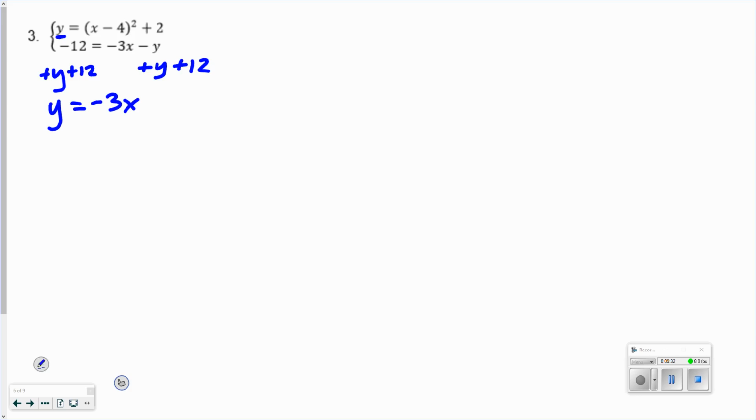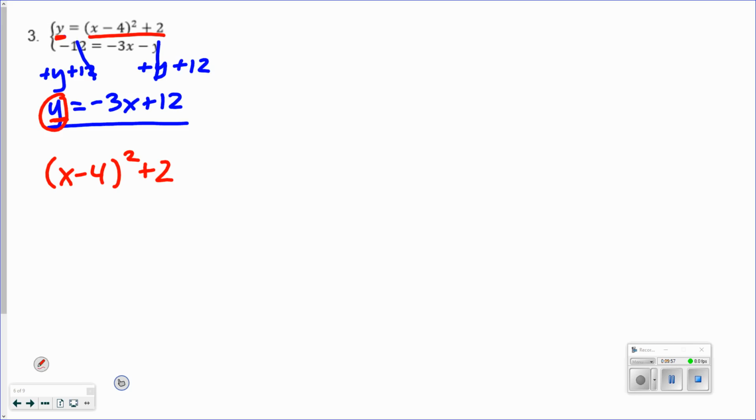Okay, so now you have both y's by themselves, and we're just going to substitute this in place of this y right here. So I'm going to have x minus 4 squared plus 2 equals negative 3x plus 12. So in order to solve this, I first need to FOIL out the x minus 4 because it's to the power of 2, so I'm going to FOIL that first.